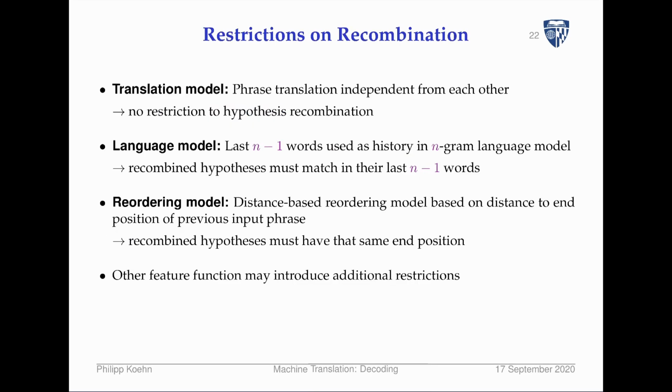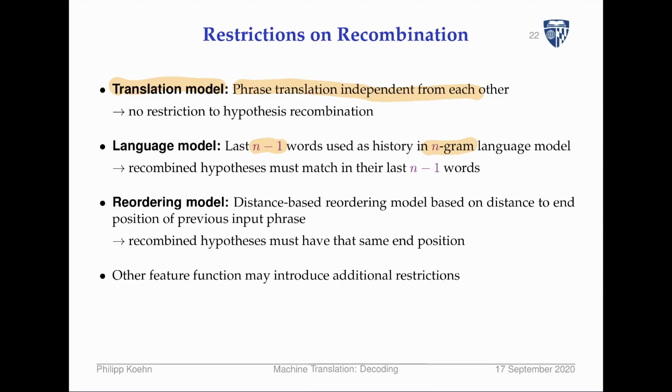So here are the restrictions on recombination. And that impacts a lot about the feature functions you might want to add. There are some feature functions that just put too many limits on recombination, and that might actually be a problem. So the translation model: the nice thing about it is that the phrase translation operations are independent of each other, so there's not really any restriction on hypothesis recombination, unless you count which foreign words have been translated. Obviously, that's a restriction. The language model looks at the last n-1 words for an n-gram language model. So for recombination, those have to match.